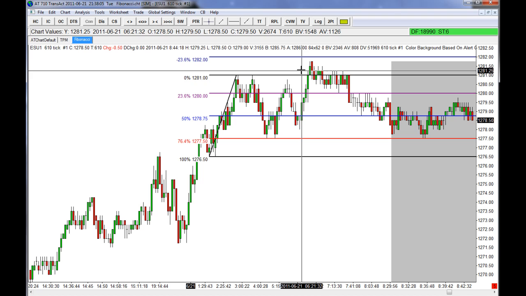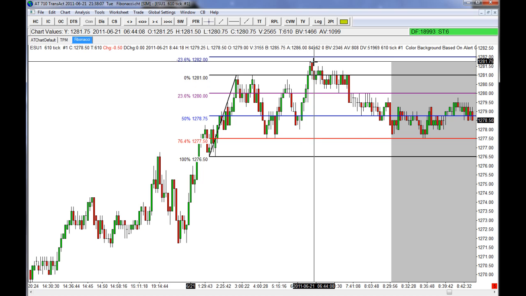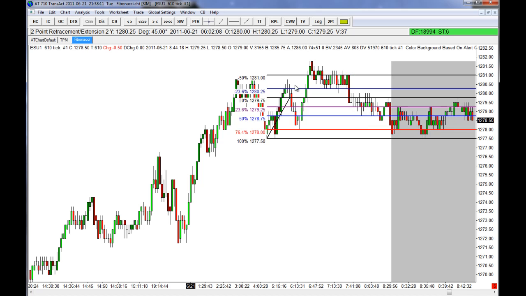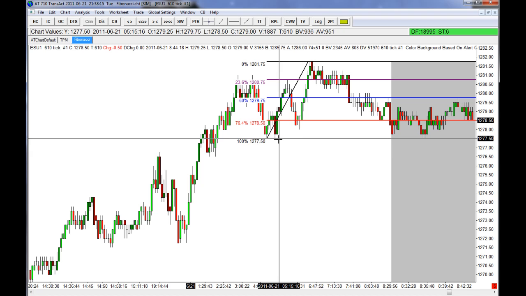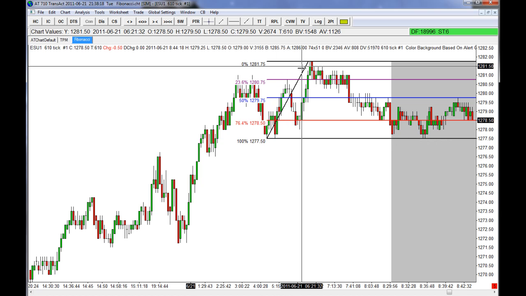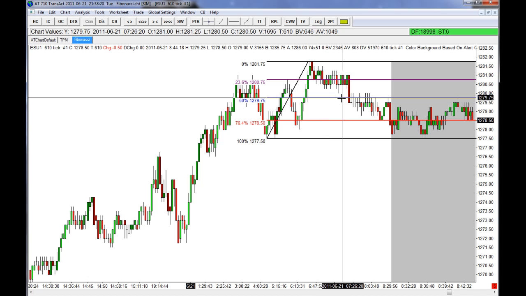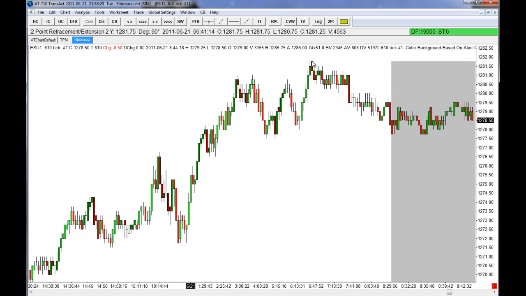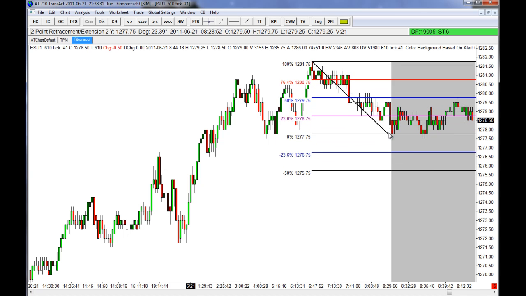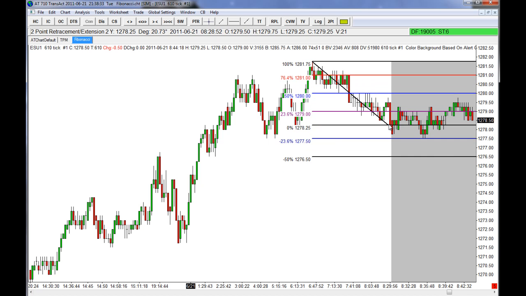Okay, then as you can see, it went above the 0% line. So I drew another fib from this low to this high. As you can see, it did meet the criteria. It's 4.25 points wide. Just before the market opened, price broke through the 76.4% line. So I immediately drew a new fib from that high to a new low.